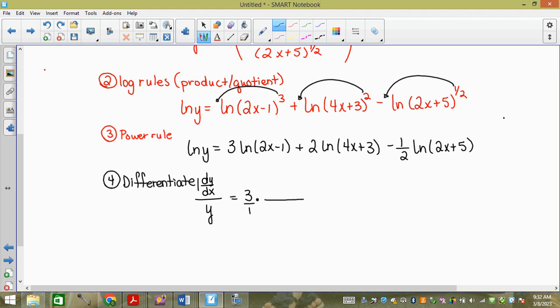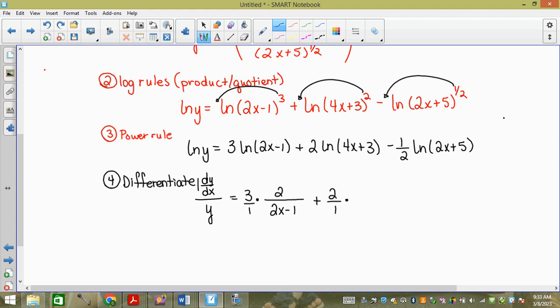So the derivative of ln 2x minus 1, take the 2x minus 1 in the denominator. The derivative of 2x minus 1 is 2. Plus 2 over 1. You see, if you forget to drop the exponent, you're going to actually have to do the derivative of 4x plus 3 squared on the top, and then cancel stuff off. It's kind of terrible. So always distribute it in front.